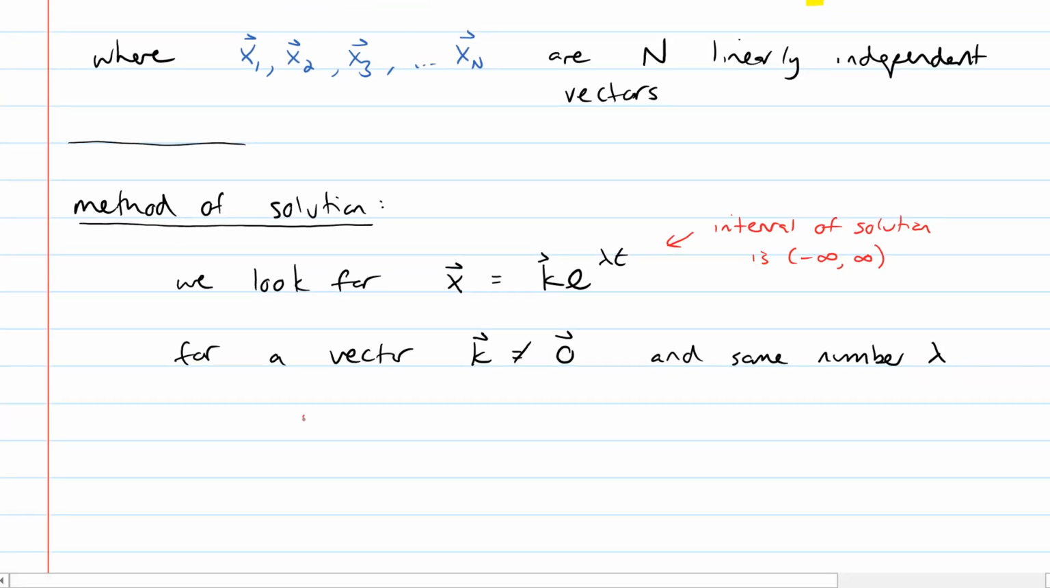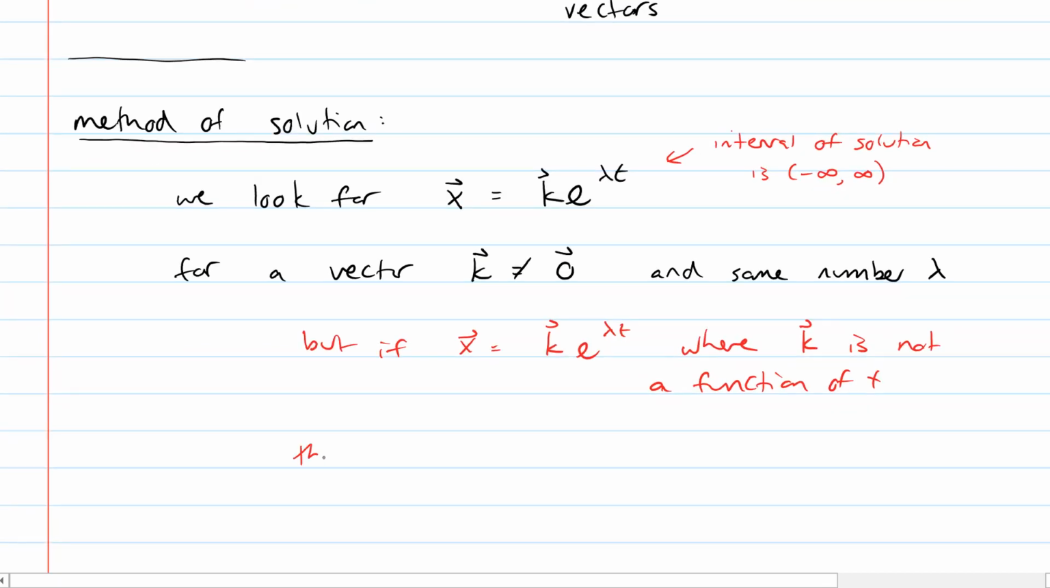But if vector x is equal to some vector k e to the lambda t, where k is not a function of t, then when we take the derivative x prime, the derivative of k is just a bunch of constants. And so we're going to get k times the derivative of e to the lambda t. Lambda is also a constant, so we're just going to get a lambda out front, and we get e to the lambda t here.